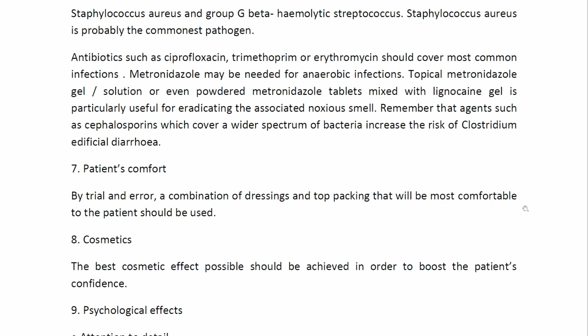Topical metronidazole gel solution or even powdered metronidazole tablets mixed with lignocaine gel is particularly useful for eradicating the associated noxious smell. Remember that agents such as cephalosporins, which cover a wider spectrum of bacteria, increase the risk of Clostridium difficile diarrhea.